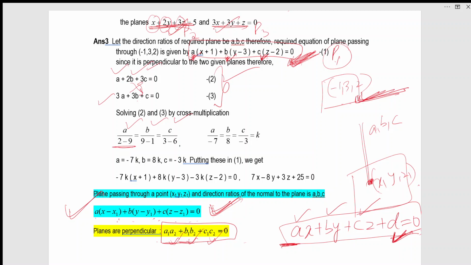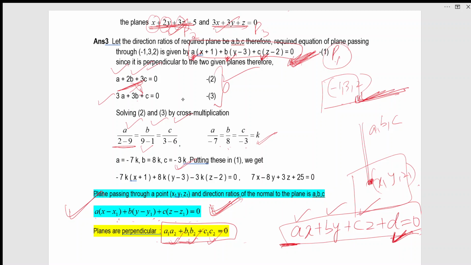B, we always, for B, just put a finger on the B and do cross multiplication. So what are you going to do over here? B, we always start from down. So 3 into 3, that is 9 minus 1. And for C, put a finger on C and do cross multiplication. So you're getting A upon minus 7, B upon 8, C upon minus 3 is equals to K. So the value of A is minus 7K, value of B is 8K, value of C is minus 3K.